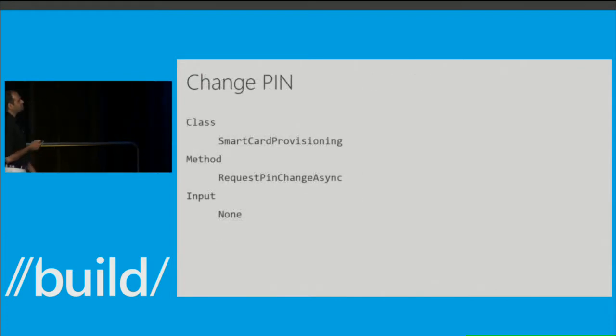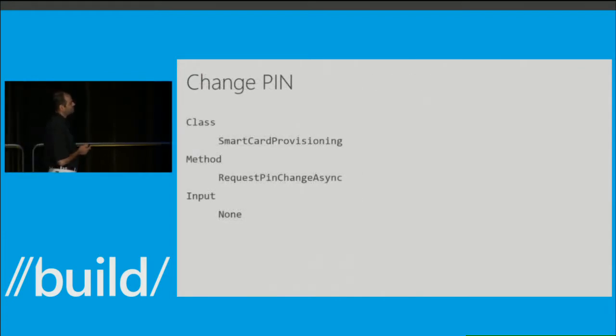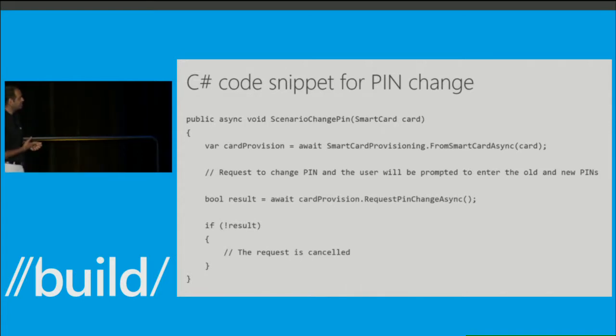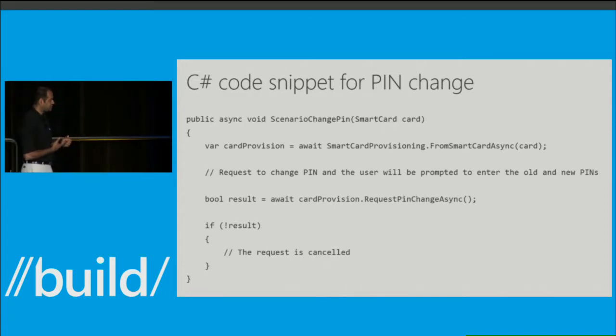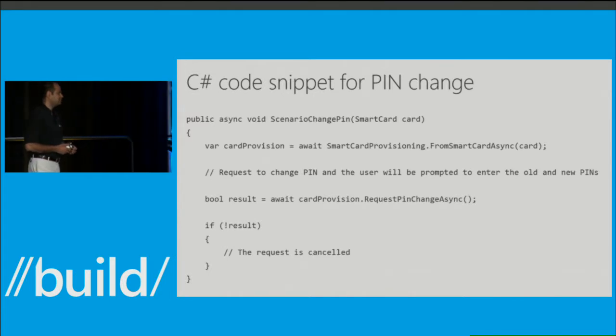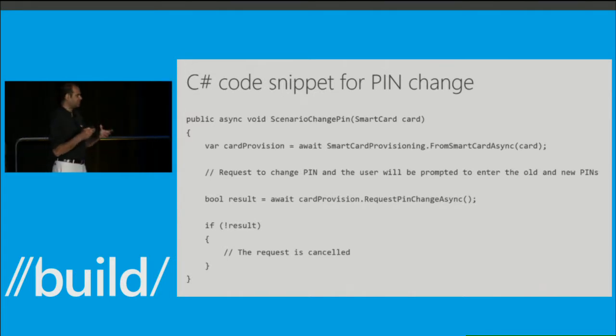So how do you change the PIN on a smart card? Real simple: the request PIN change async API on the smart card provisioning class. You start with a smart card object, so you use the locate card way of finding the right card. You get a card provision object out of it, and then you call this request PIN change async API. And we draw the UX. You don't have to draw the UX for collecting the old PIN and entering the new PIN. Windows will draw that UX, collect the PIN, and pass it to the card. So your app never gets to handle the PIN itself. This is how you can quickly change the PIN on a virtual smart card.